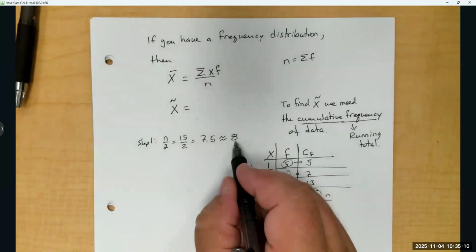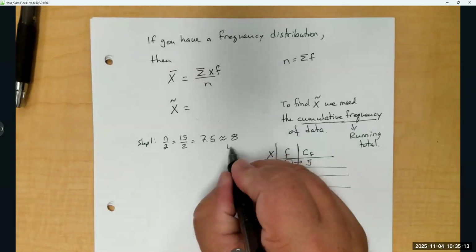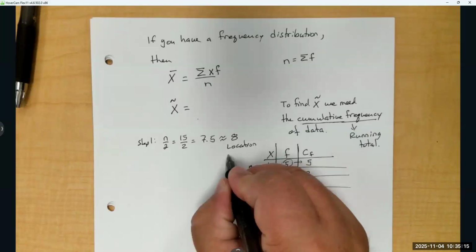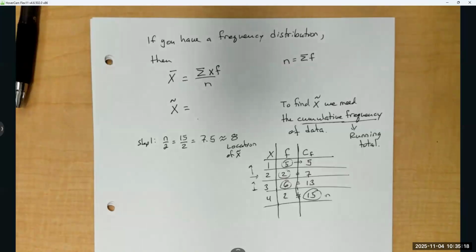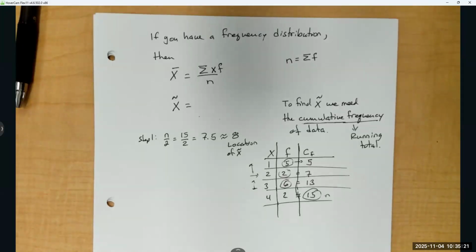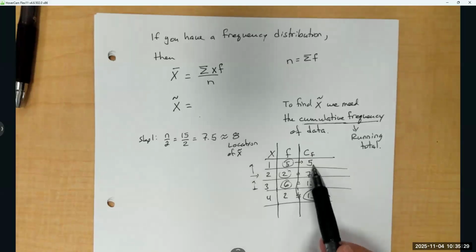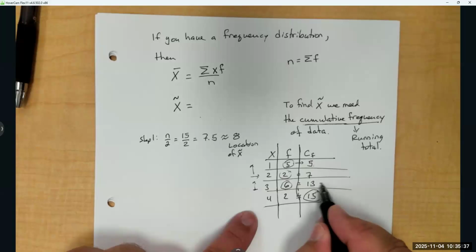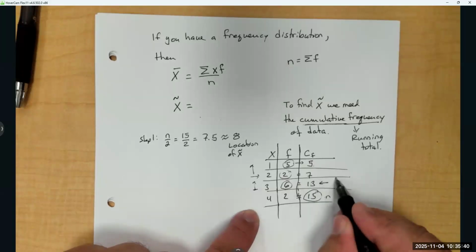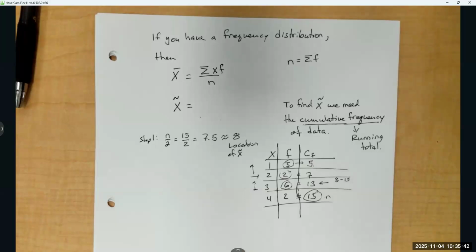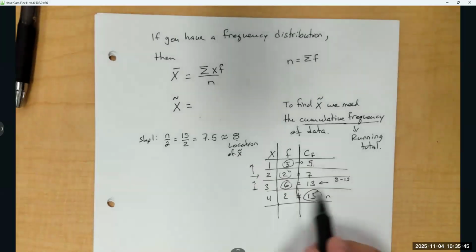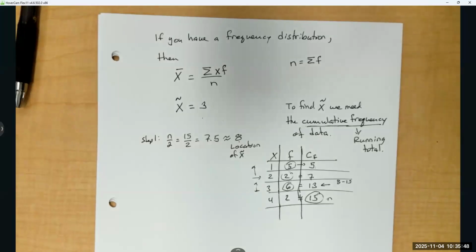Remember, what does this number represent? This is the location of the median. Okay, so where would the 8th number be? Is it in the first set? It has only 5. Is it in the next one? The next one stops at 7, so it goes here. So this one starts off at 8 and goes to 13. That's the number of data points. So the 8th number is 3. That's the median.